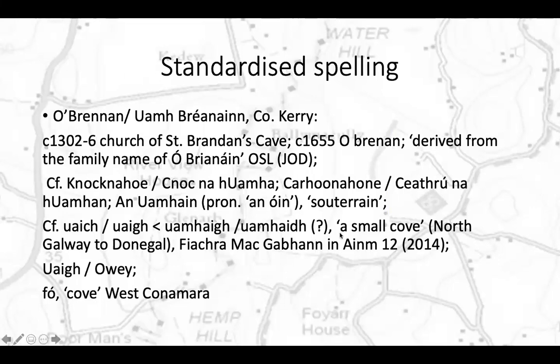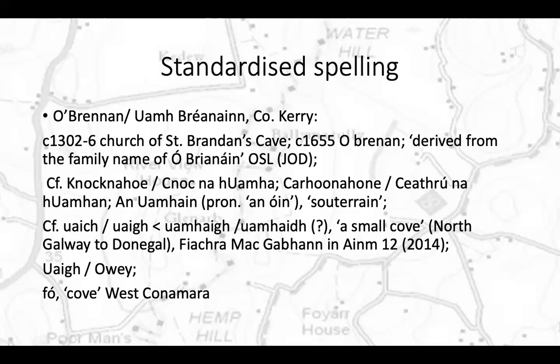But just to give you an example of the sort of problems that occur: how do you spell names, how do you standardize spelling? One such name is the name of a parish in Kerry. It's now called O'Brennan. It isn't a surname though. It comes from Uav Breanin. So Uav, in fact, means a cave in this place name. Breanin, of course, is the well-known saint, Saint Brendan the Navigator, as he's sometimes called. There are other examples of the same word in place names in Kerry.